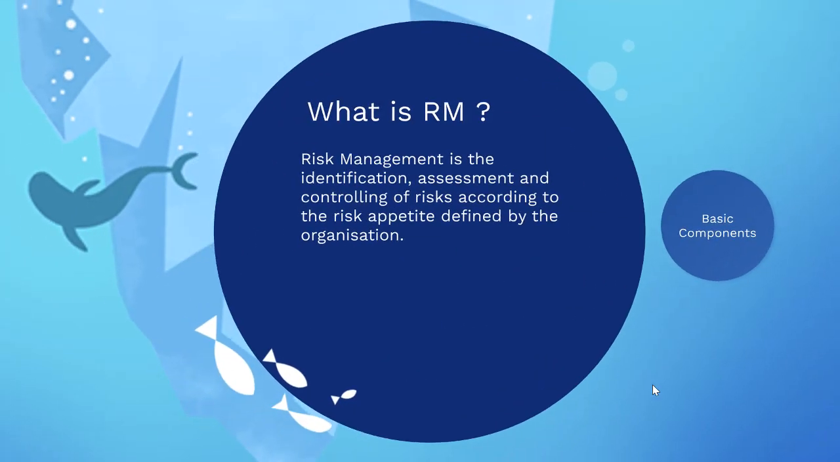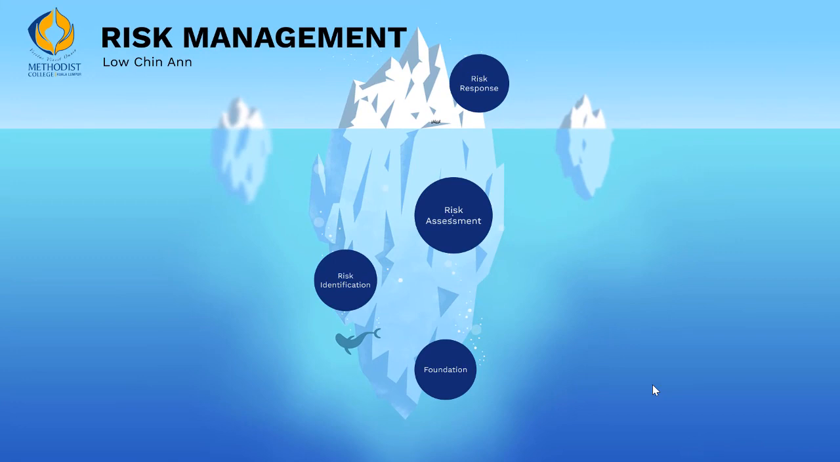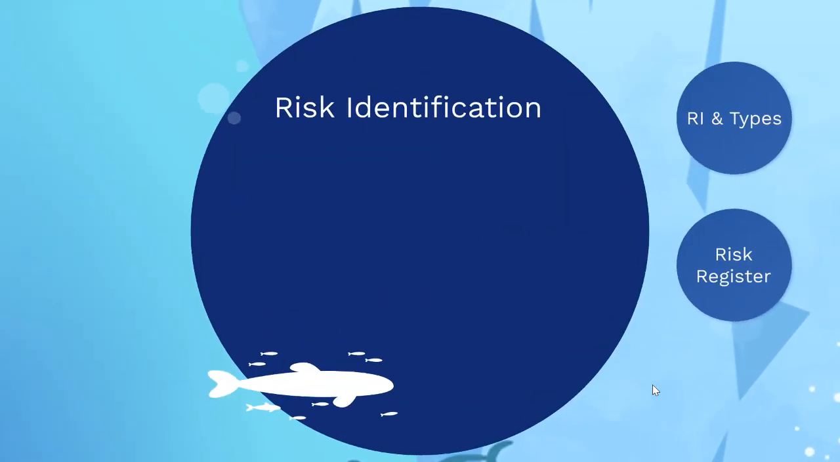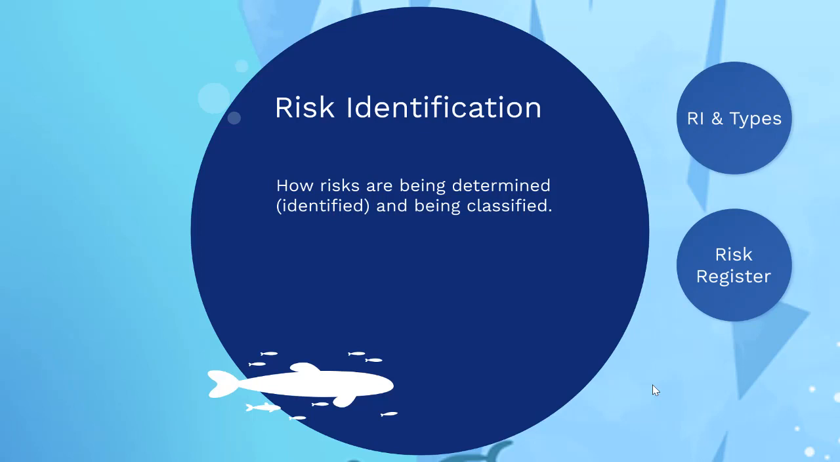Now, let's just go back to the second part. What do you mean by risk identification? Basically, this is the process of how risks are being determined and how risks are being classified. Now, the risks then have to be documented as well as communicated. So let's first look at how we do risk identification.